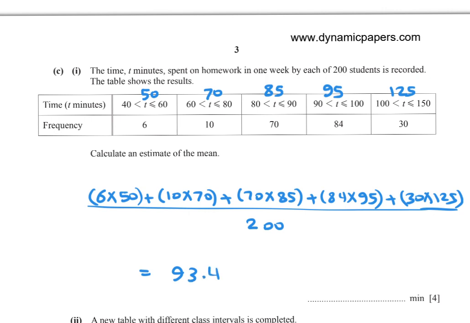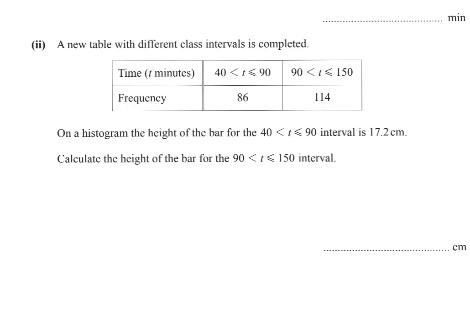Now part (ii). Can you read it? A new table with different class intervals is completed. On a histogram, the height of the bar for the interval 40 up to 90 is 17.2 centimeters. Calculate the height of the bar for the other interval. So the height for this one, from 40 to 90, is 17.2. We need to find the height for that one.